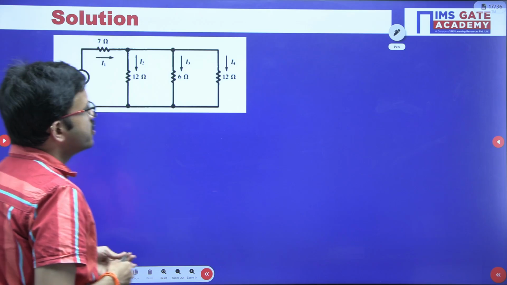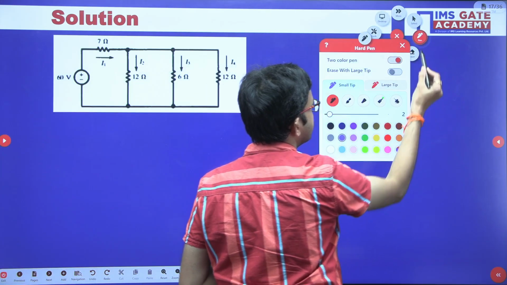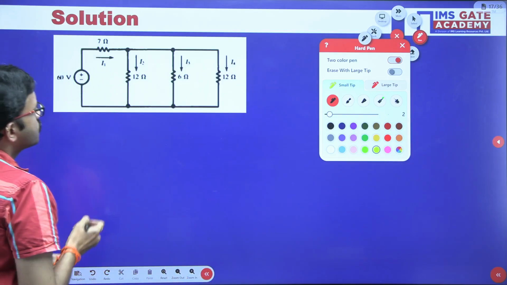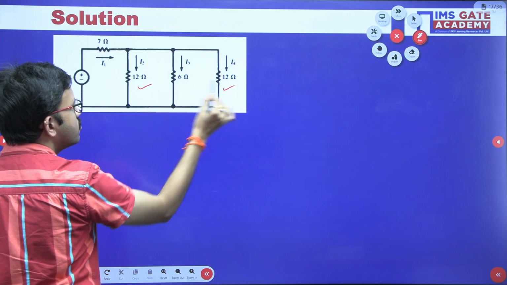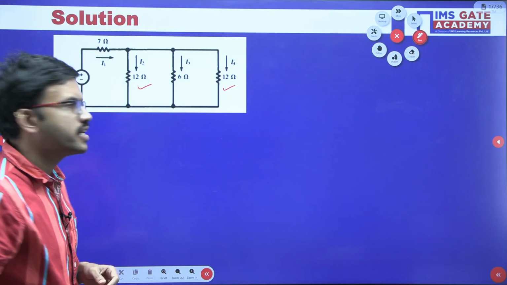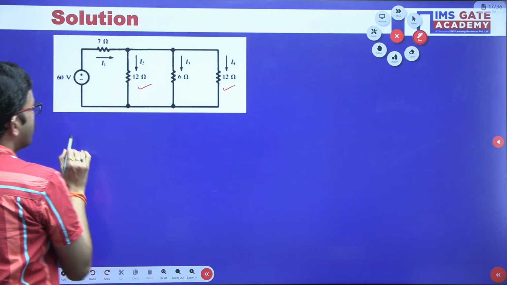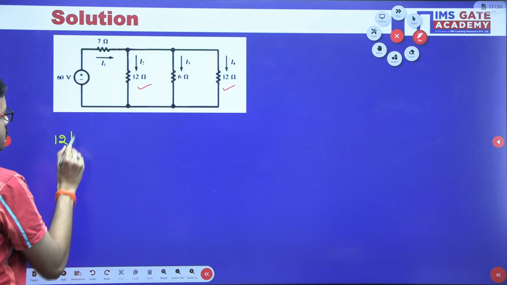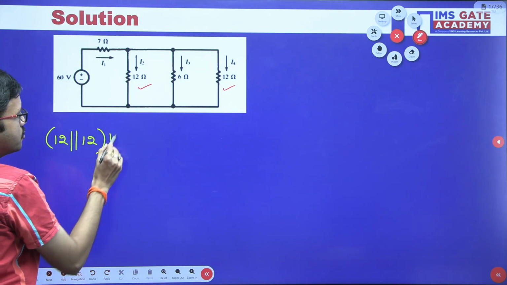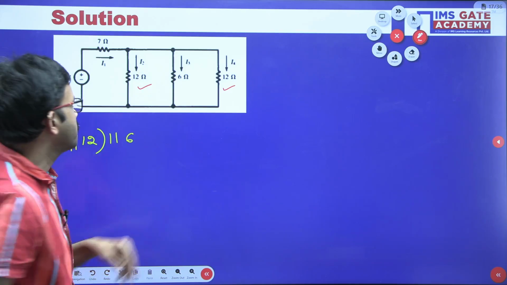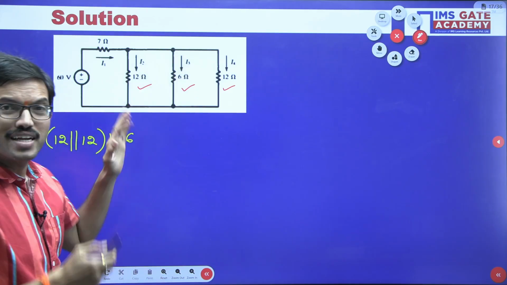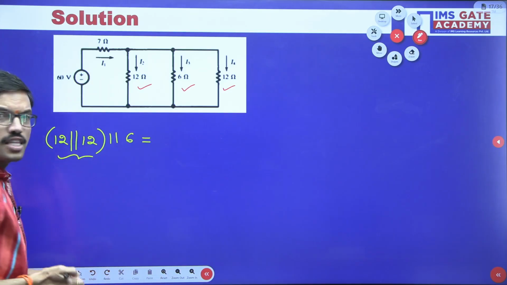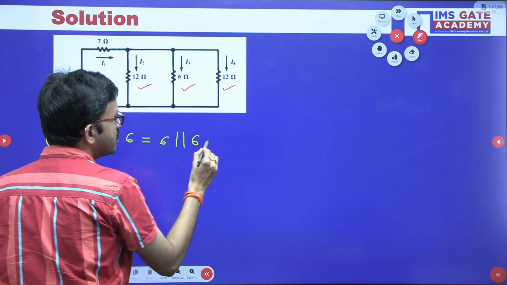So just observe here. In this question, you have 12 ohm, 12 ohm and 6 ohm, all connected in parallel only, right? In order to make the calculation simpler, first we can consider 12 in parallel to 12 and then in parallel to 6. You can consider any combination. For easy understanding, I have considered 12 parallel and then with 6. So 12 parallel to 12 is nothing but 6. 6 parallel to 6 is nothing but 3 ohm.